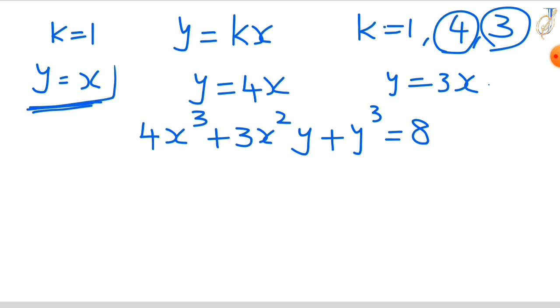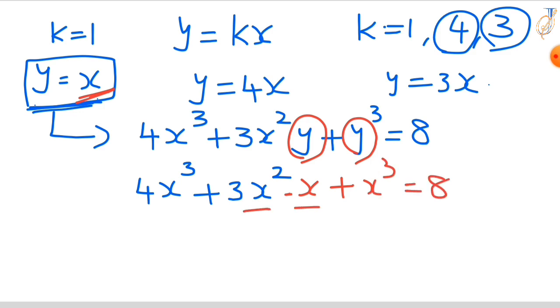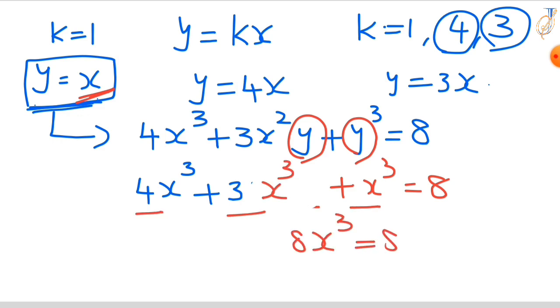First we check the first case. Instead of y, you have to plug in x. So 4x raised to the power of 3 plus 3x raised to the power of 2, instead of y we plug in x, so just write x, plus, instead of y, you have to write x, so that is x power 3, that is equal to 8. x raised to the power of 2 times x gives x raised to the power of 3. 8x raised to the power of 3 is equal to 8. So x raised to the power of 3 equal to 1. That means x equal to 1. So if x equal to 1, y equal to x means y is also 1. Our first x and y roots are 1, 1.